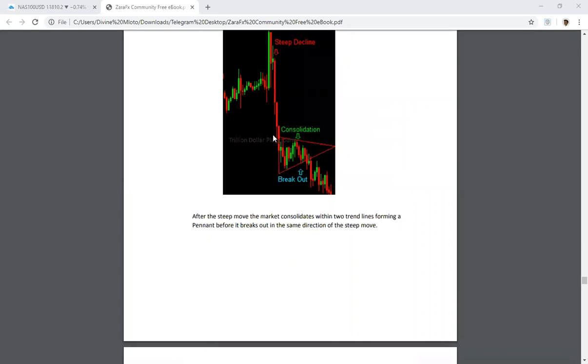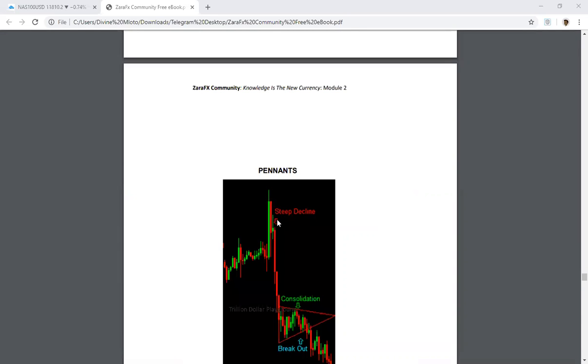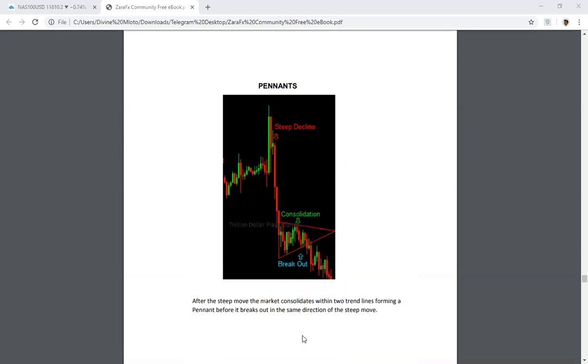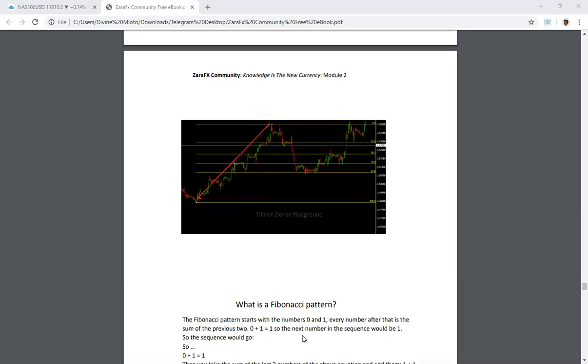Here's a pennant. Steep descent, long candles, a full kind of movement, consolidation, and then we have our pennant drawn, and then we have a breakout and it continues. Yeah, something like that. And then we have things like Fibonacci.